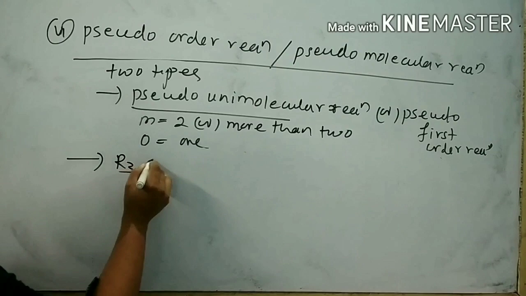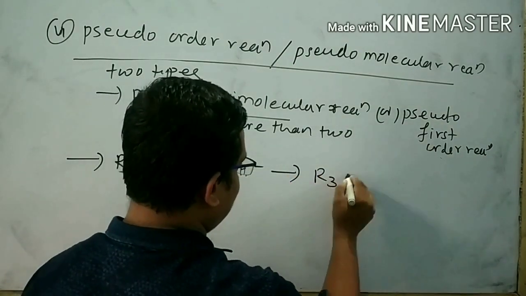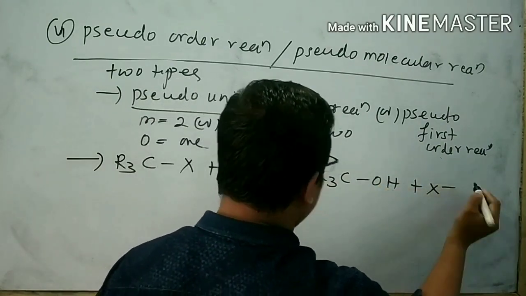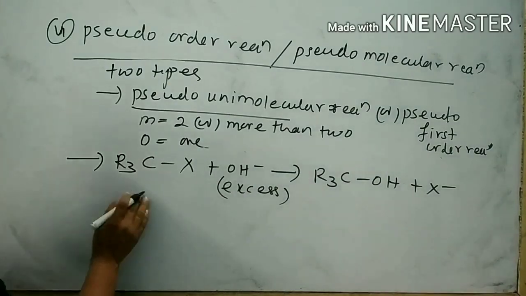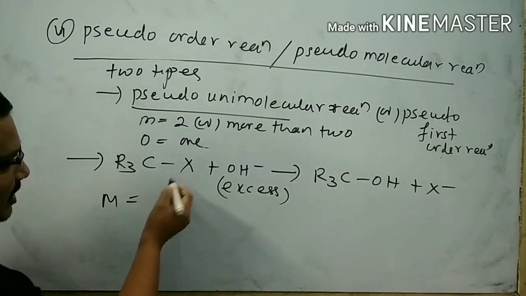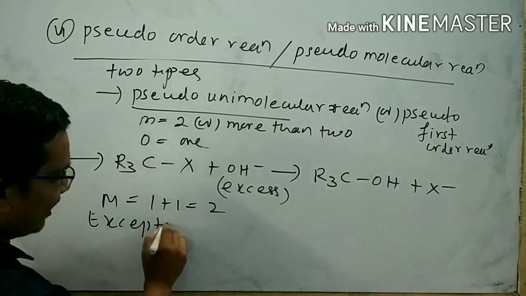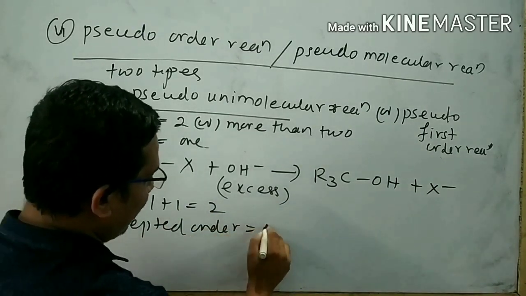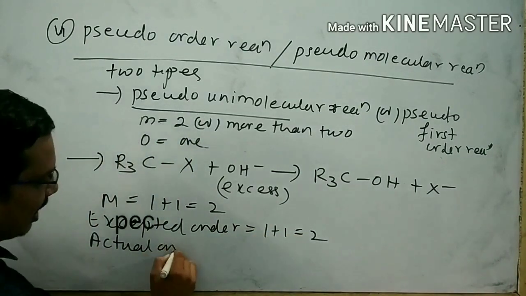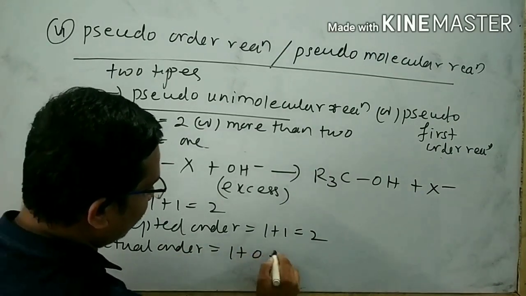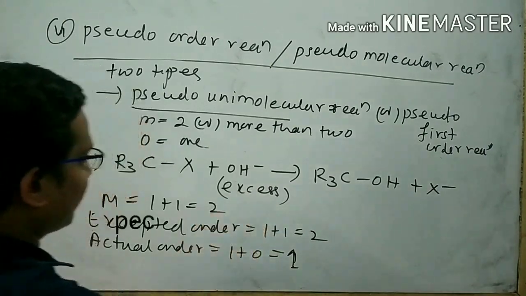Next example is R3C–X plus OH minus gives R3C–OH plus X minus. Here OH minus is taken in excess. Like the other examples, you can calculate the molecularity of this reaction is 1 plus 1, that is 2, and the expected order is 1 plus 1, that is also 2, and the actual order is 1 plus 0, that is 1, because OH minus is taken in excess.